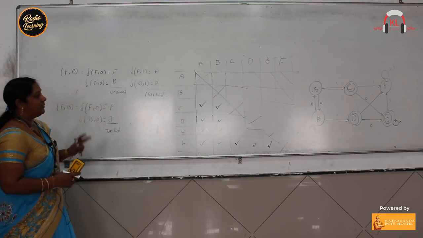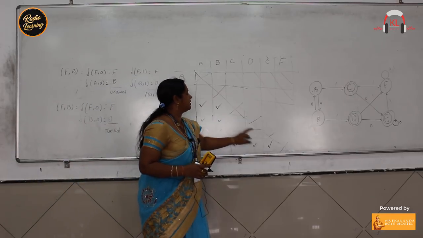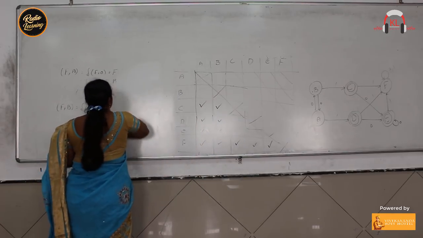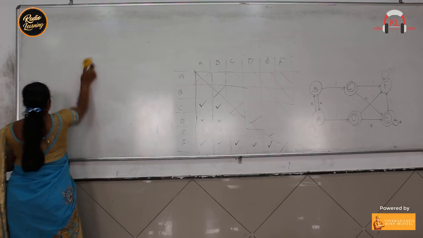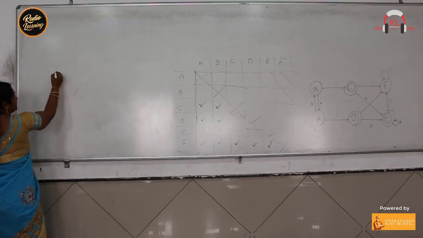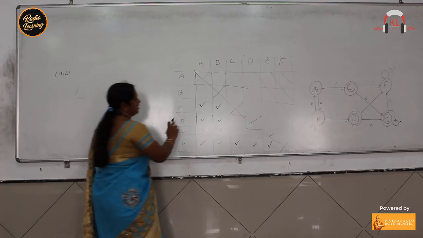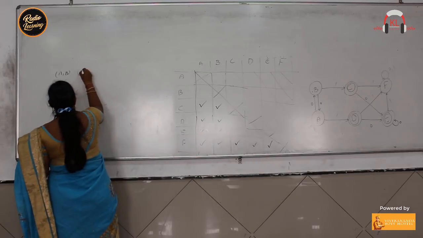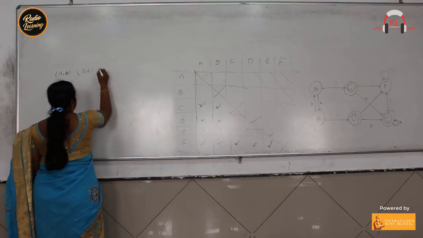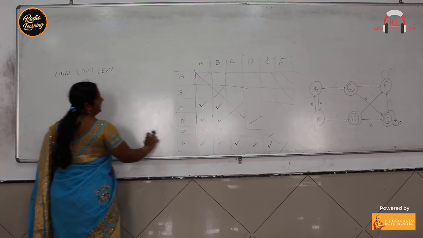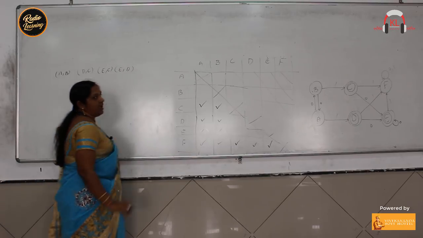Right, now my table is filled with some marked cells and some unmarked cells. Now see, what are the cells that are not marked yet after completion of this third step? A comma B, which is not marked, and the next cell D comma C, which is not marked, and next E comma C, which is not marked, and E comma D. So these are the cells left unmarked.